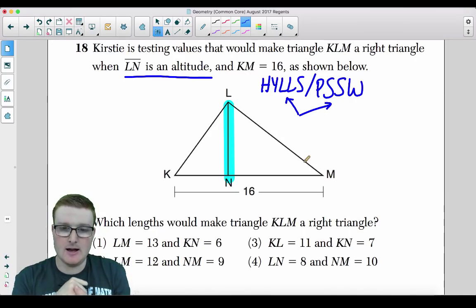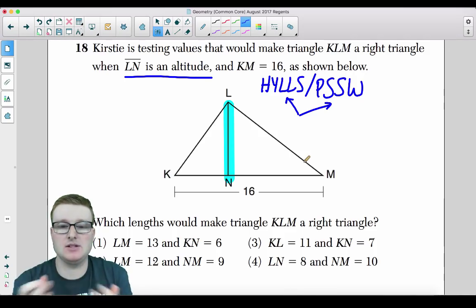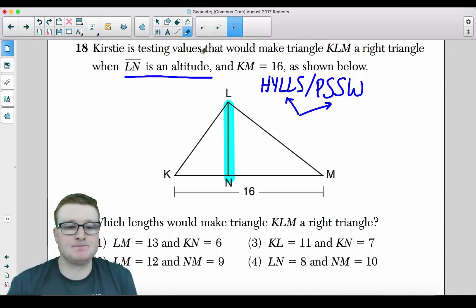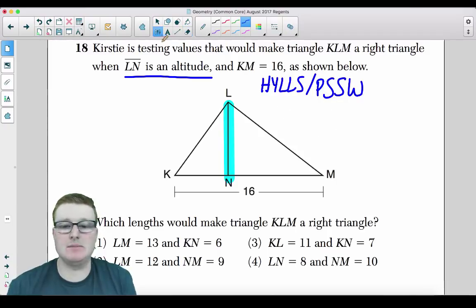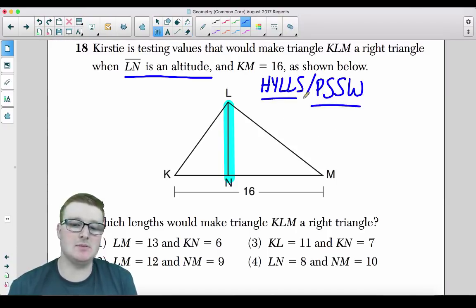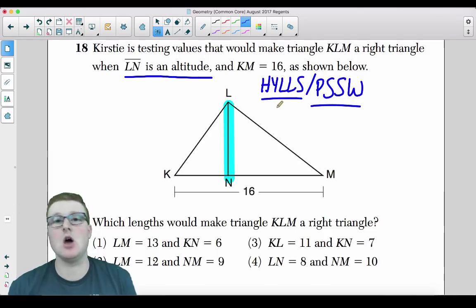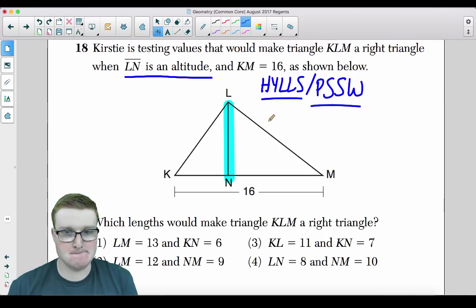Well, actually, they're both the same thing. My apologies. They're both the same thing. Hills and Passois mean the same thing. I teach it this way. Some teachers teach it as Hills. Whatever you got to do. She wants that as an altitude.